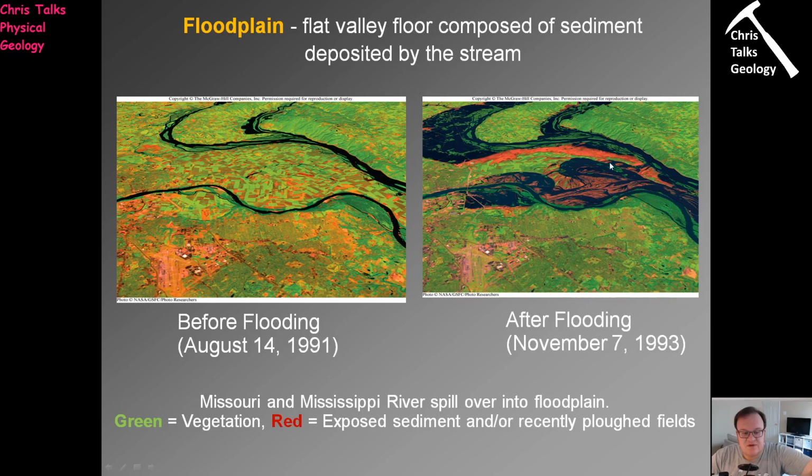In this image, we have green, which is the vegetation, and red, which is the exposed sediment. This is the sediment that's being deposited by the river as it floods. The river water would actually have covered all of these areas that were red, so the flood would have been more expansive than is shown in this image. But anyway, floods: in one way good, in other ways bad.